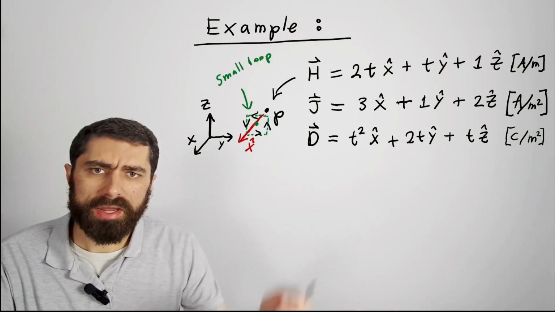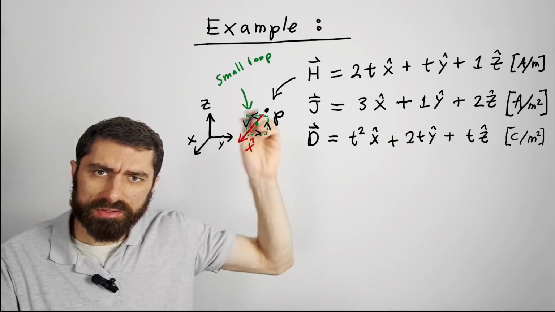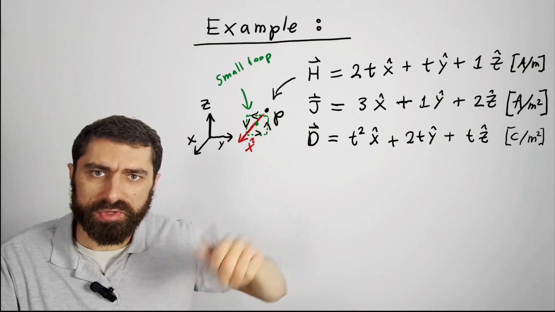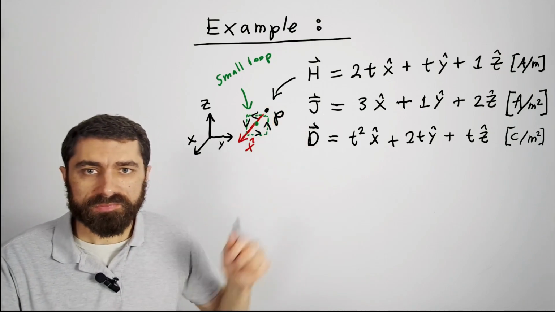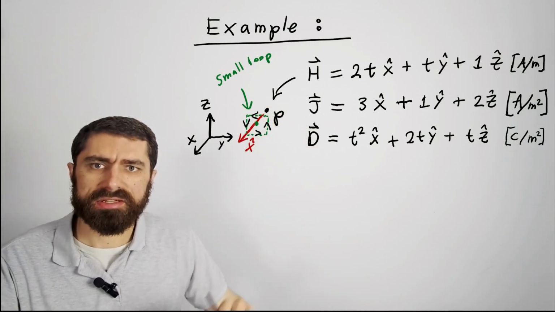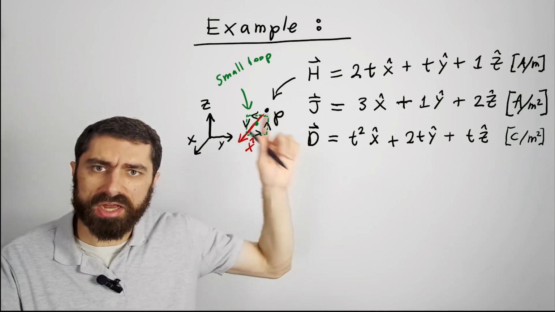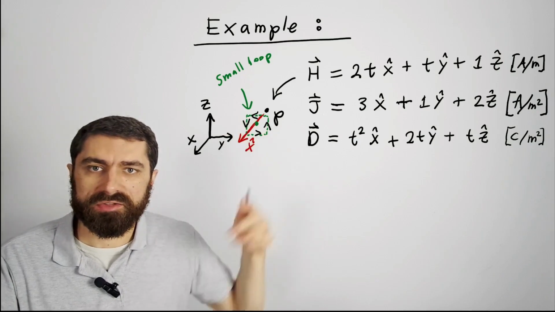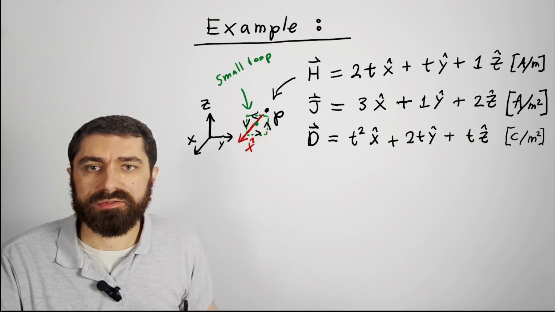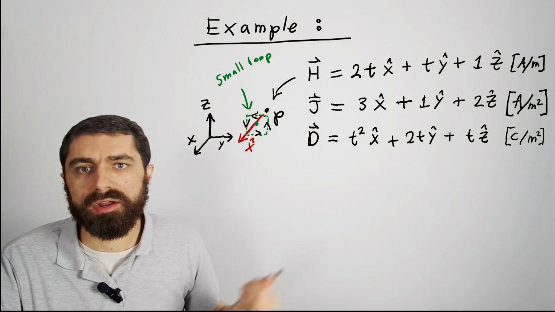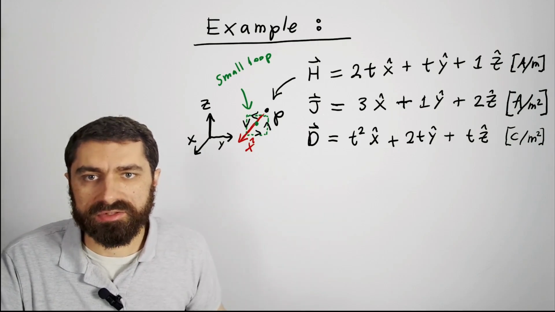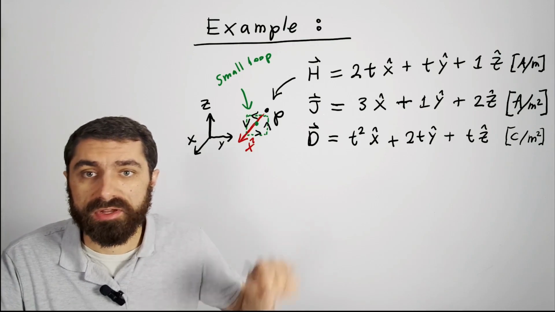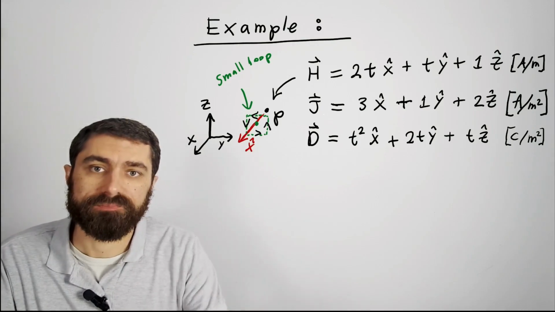And we can go ahead and form a small loop that wraps around and is perpendicular to x hat. And we can calculate the circulation, or H dot dl, around this small loop. And the direction that we go around can be determined by the right-hand rule, where your thumb will point in the direction of x hat and your fingers will curl in the direction of the circulation.